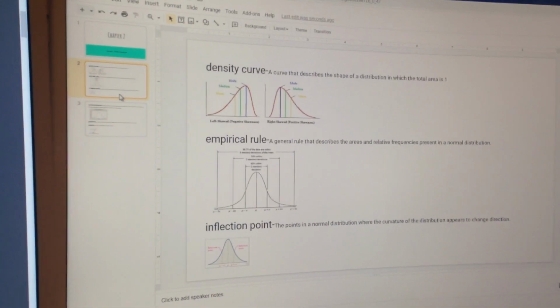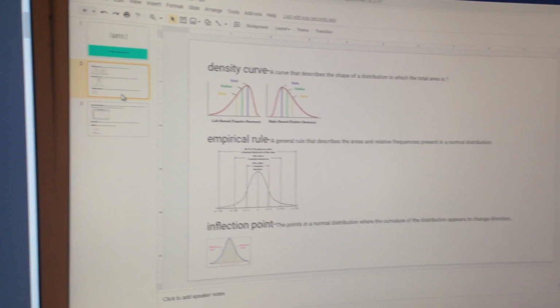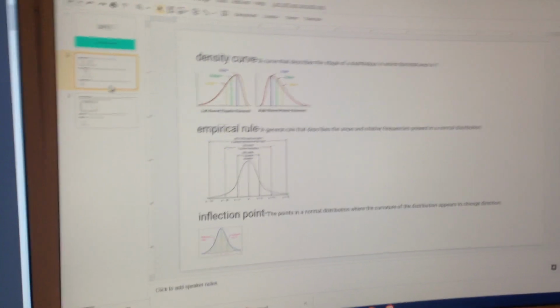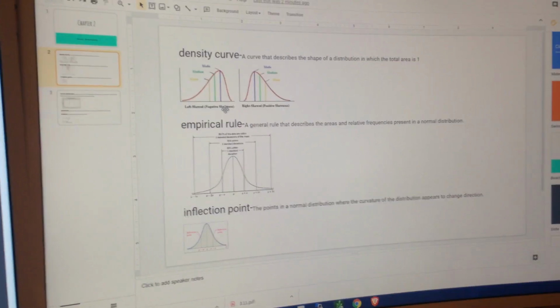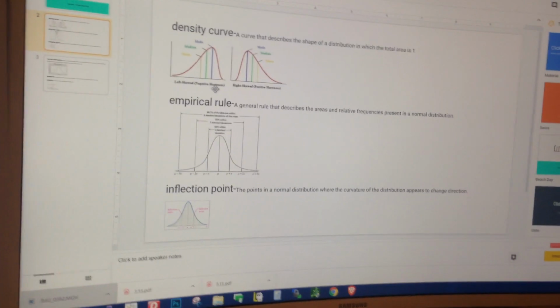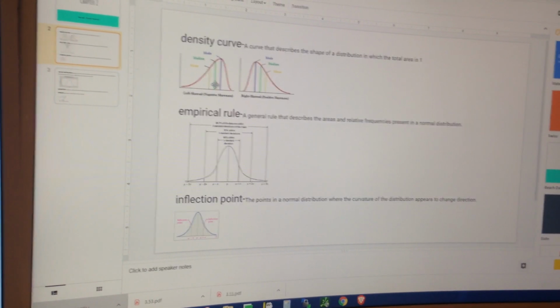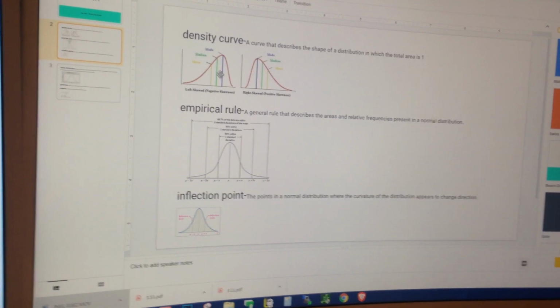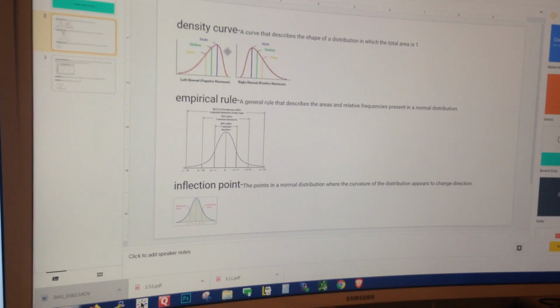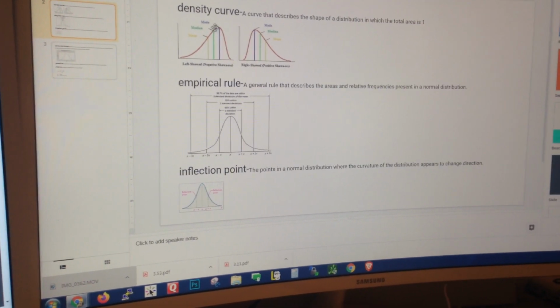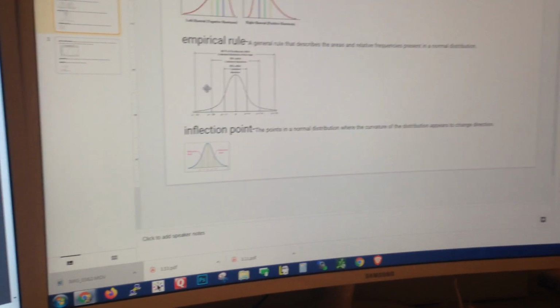So the first one is a density curve, which is a curve that describes the shape of a distribution, and the total area is 1. So for example, this would be 0 and this would be 1. And just like the curves we talked about in the other chapter, it's kind of hard for me to remember left skewed versus right skewed because it's kind of counterintuitive. So I try to remember the opposite, like if the peak's at the right, then it's left skewed and vice versa. And the median tends to be in the middle too.